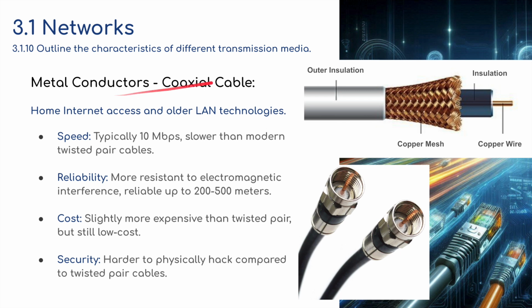Metal conductors also include coaxial cable. You can see here, you may have seen one of these cables coming out of your TV set. So home internet access and older LAN technologies use these. Speed, typically 10 megabits per second, slower than modern twisted pair cables. They are more resistant to electromagnetic interference, reliable up to 200 to 500 meters. Slightly more expensive than twisted pairs, but they are still low cost. Security is harder to physically hack compared to twisted pair cables.